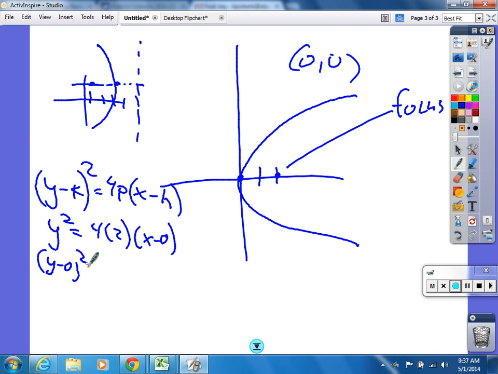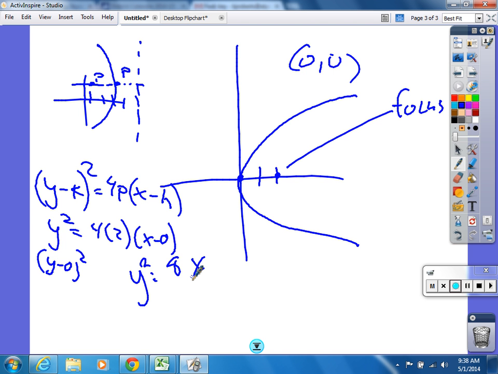You're going to be asked probably for both. But notice the same distance is here. This value would be this value. It's going to be an equation of a line. Okay, so let's just finish this up. So what we have here, y squared equals 4 times 2 times x.